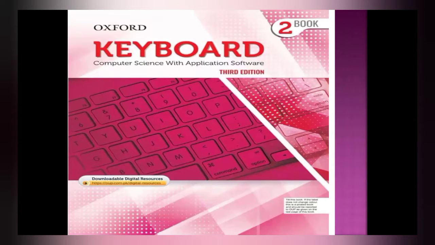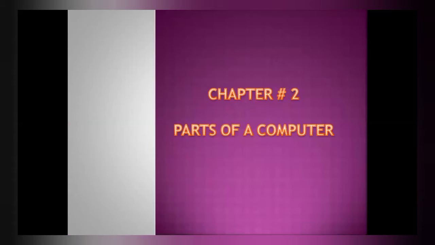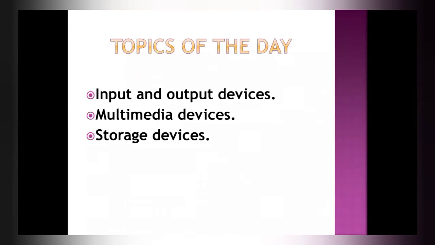This is your computer book, Oxford Keyboard 3rd edition. So open your computer books. Today we are doing chapter number 2, that is parts of a computer. In the previous class we did some topics of this chapter, and now we are doing the remaining topics of this chapter. The topics of the day are input and output devices, multimedia devices, and storage devices.